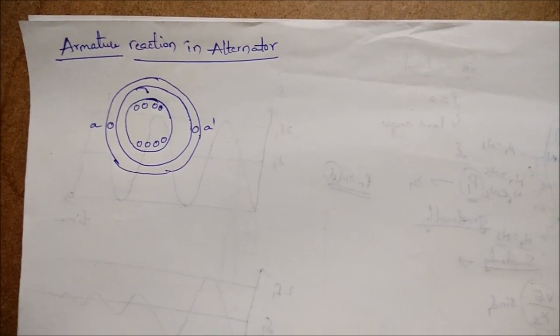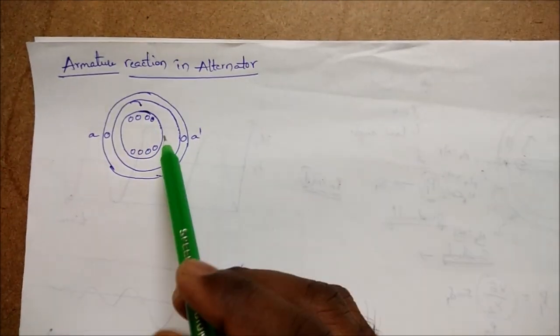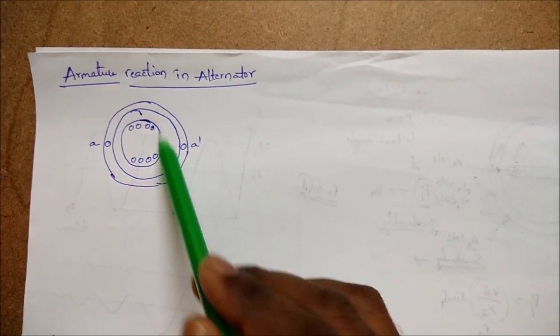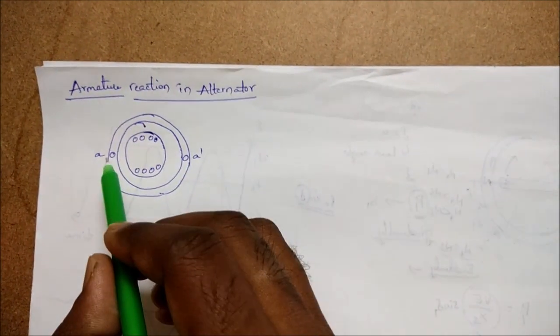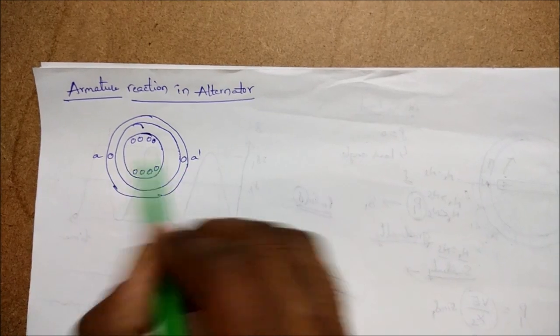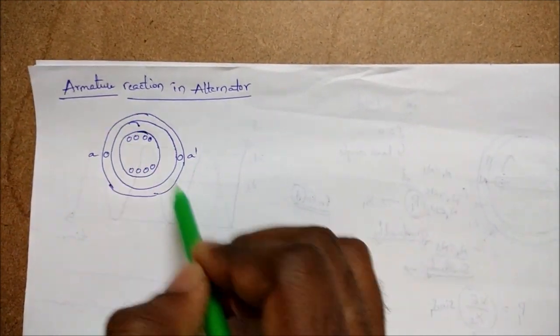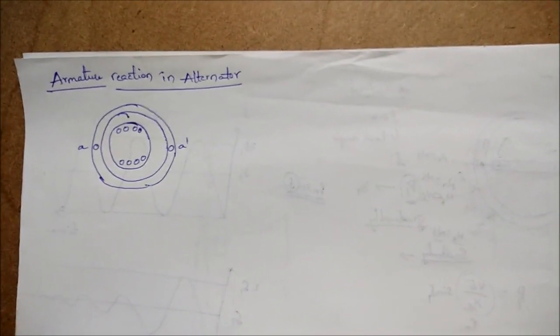Hi friends, today we will see about the armature reaction in alternator. Let us consider this is the stator of an alternator and this is the rotor, and it has slots in it, and this is the armature winding. This is phase A, and similarly phase B and phase C are also present. I have considered only phase A.